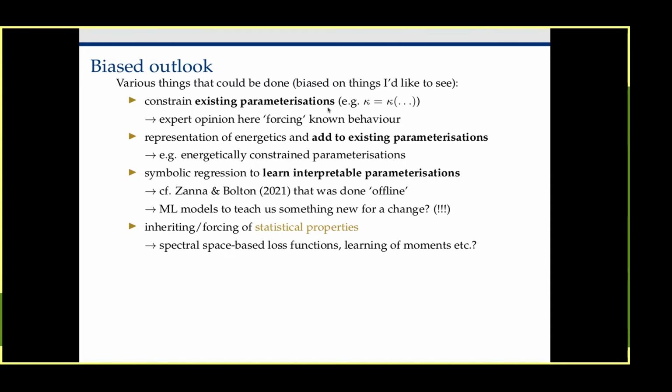There are other things which are slightly next level. For example, one of the things that we are pushing for quite a lot is energetically constrained parameterizations. That ends up shifting the problem to how you represent the ocean energetics. You could either do the same game again: you have a proposal for the energy budget, but there are three parameters in there.